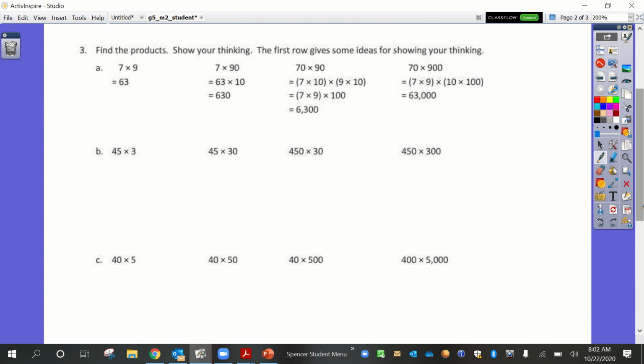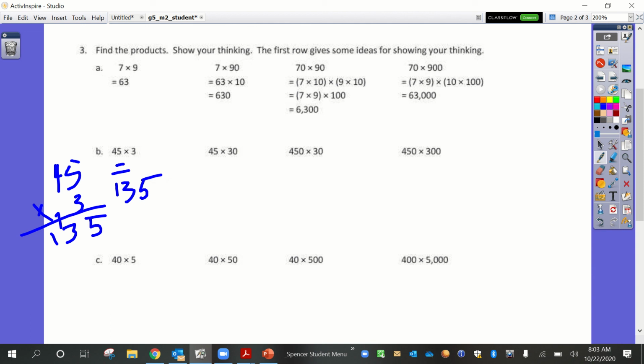So, 45 times 3. If you need to, go ahead and do that over on the side. 45 times 3, go ahead and solve that. 4 times 3 is 12, plus 1 more is 13. So we know this is equal to 135.